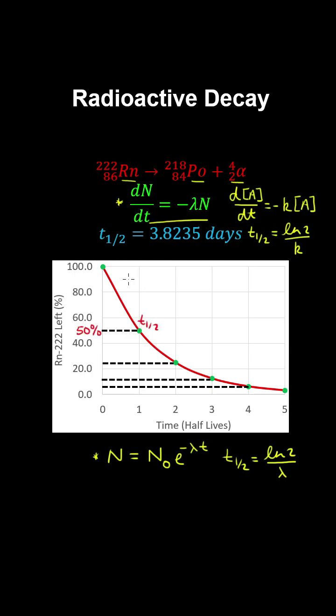And one half-life is 3.8 days, which is a known quantity for radon. So after 2 half-lives, 25% of the mass is left over, and that keeps halving, and therefore we can see that the half-life is constant.